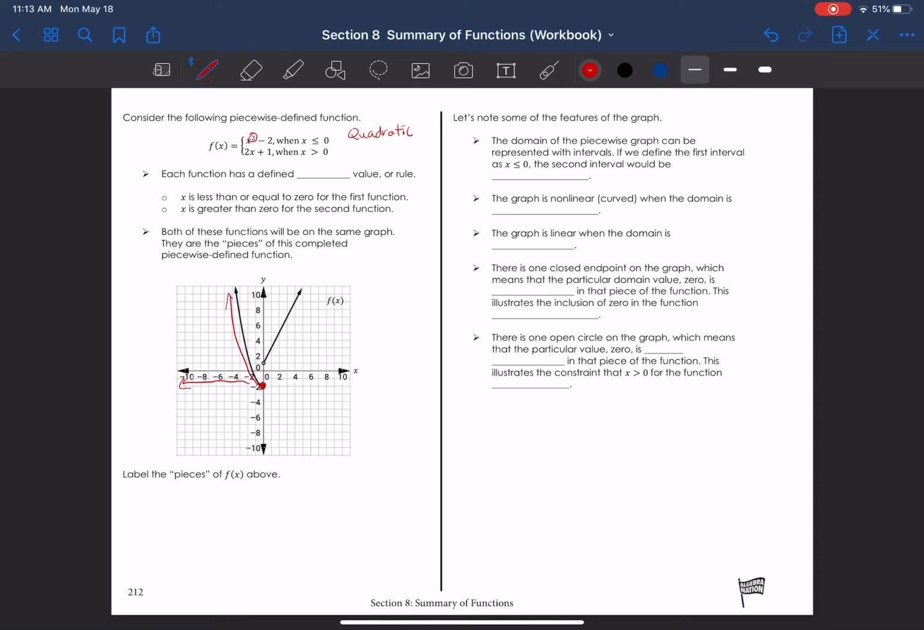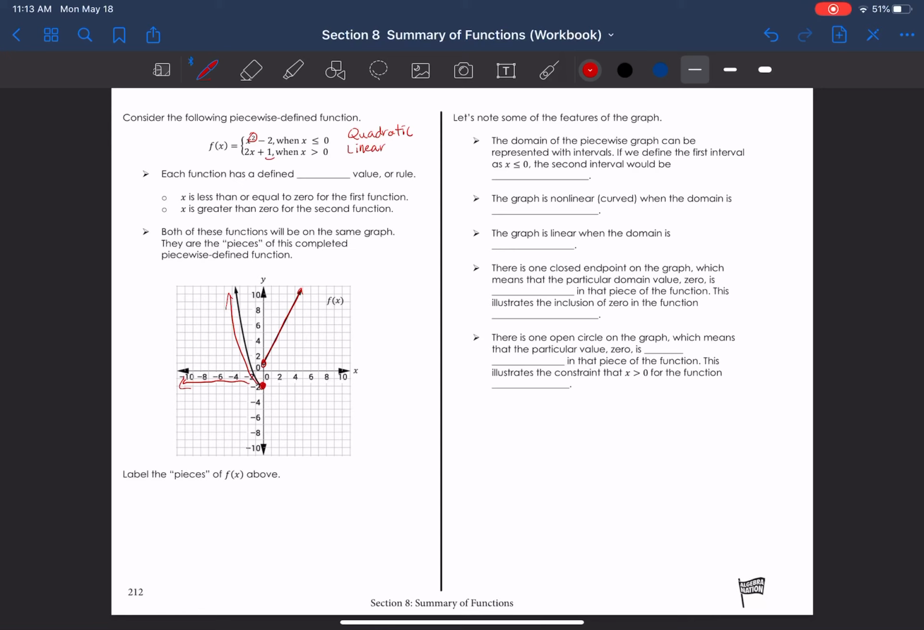Then if you switch to when x is greater than 0, we see this straight line. It's linear. We have an open circle right there, so we know that 0 is not a part of the second piece, it's a part of the first piece. We also see this +1 lets us know that it has a y-intercept of 1. And it's going to increase by 2 every time that x increases by 1.